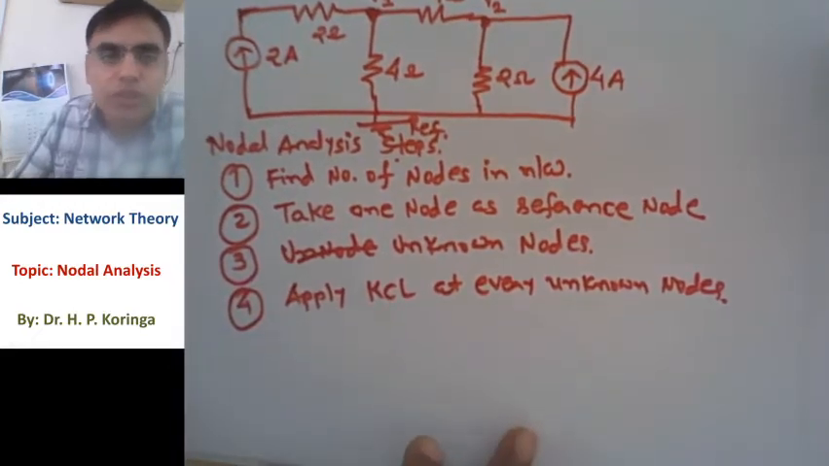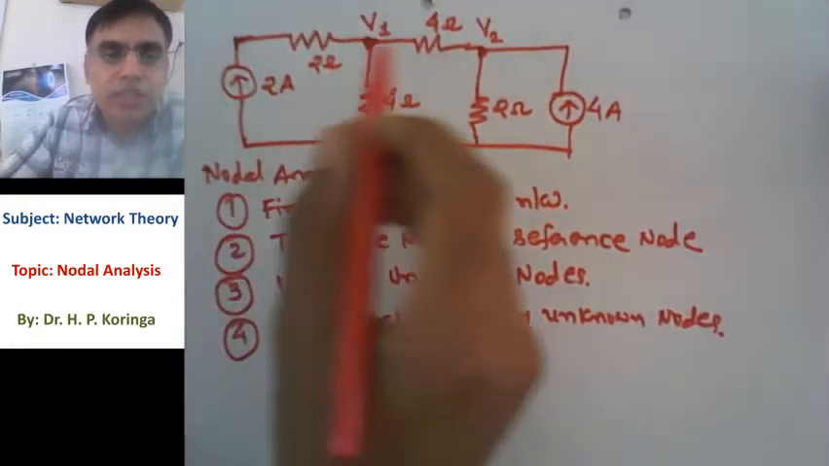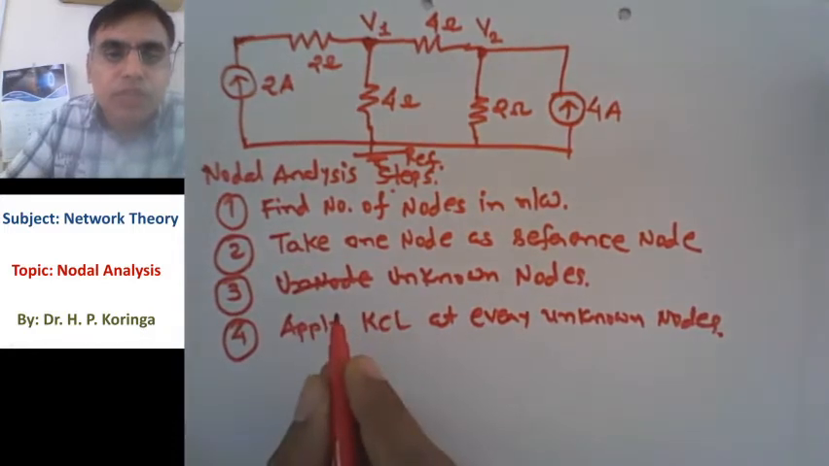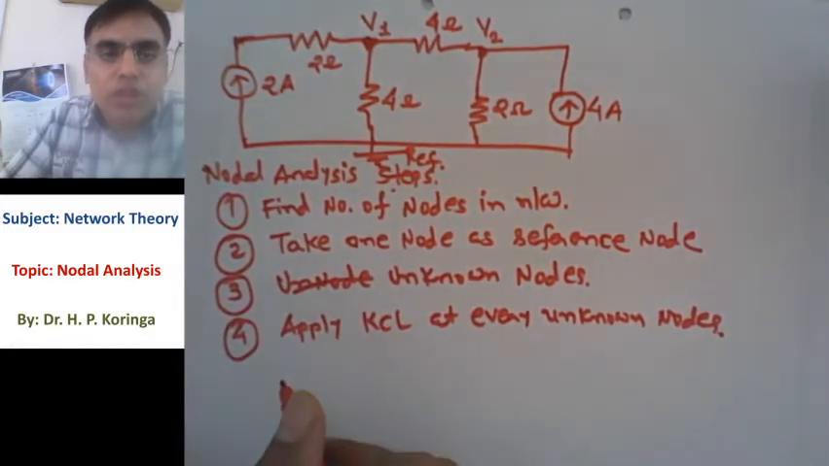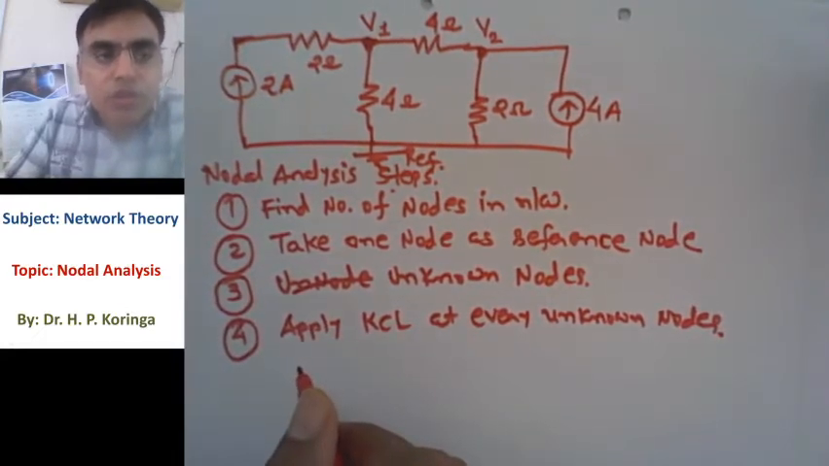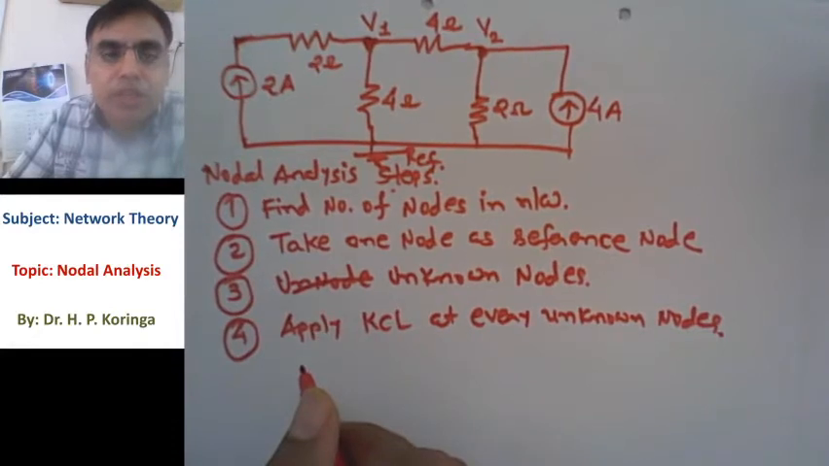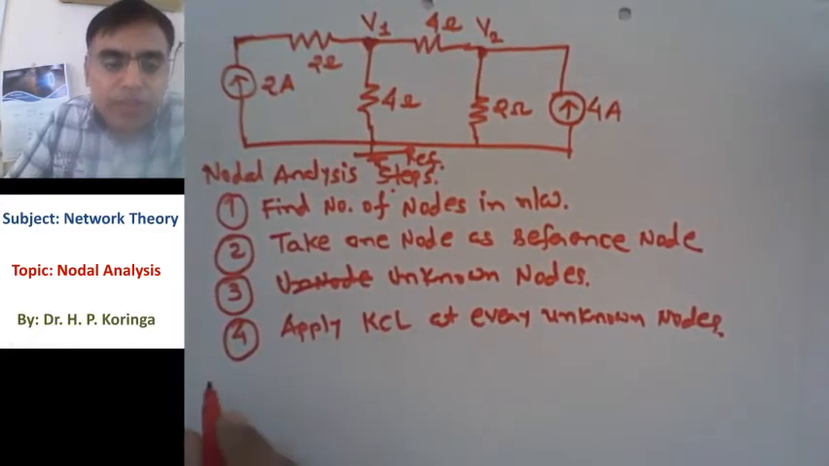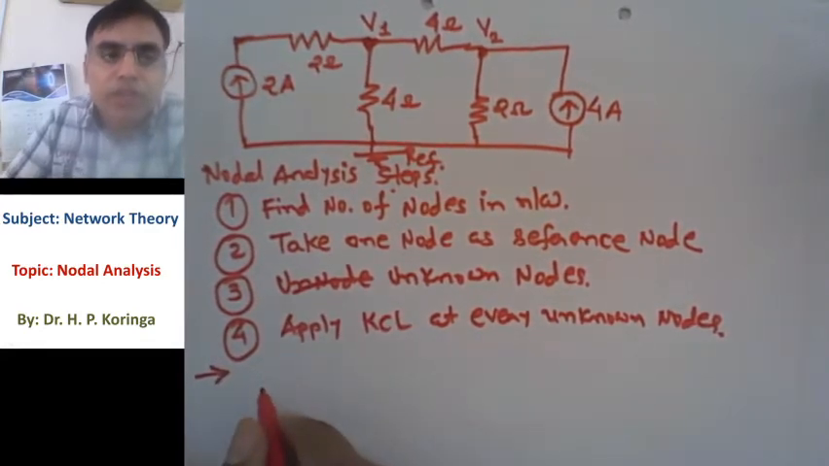So let me move further. Let me analyze the above given network using Kirchhoff's current law, and we'll find the unknown node voltages V1 and V2. So using nodal analysis, we'll get the unknown node voltages, and when we apply mesh analysis, we will get the unknown branch currents, the unknown mesh currents. Here we will get the unknown node voltages.